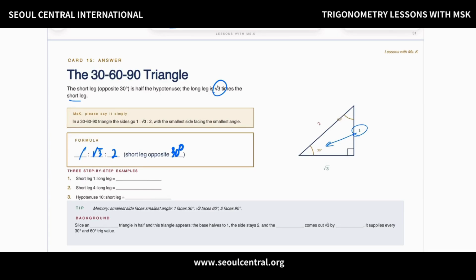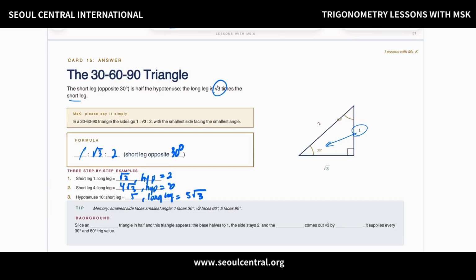Let's try it out. Short leg 1, long leg equals square root 3, and the hypotenuse equals 2. And short leg 4, long leg 4 times square root 3, and the hypotenuse would give us 8. Hypotenuse 10 would give us a short leg of 5, and then the long leg equals 5 times square root 3. Did we get that? It's going to take a little bit of practice.